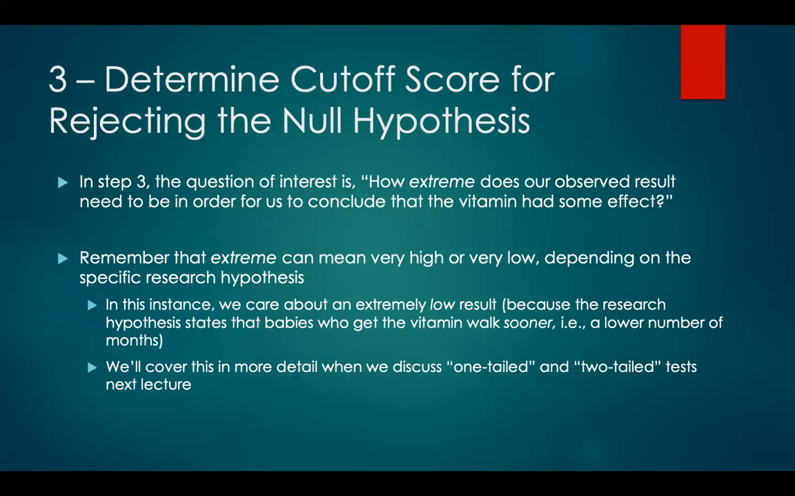Step 3 is determining the cutoff score for rejecting the null hypothesis. In step 3, the question of interest is, how extreme does our observed result need to be in order for us to conclude that the vitamin had some effect? Remember that extreme can mean very high or very low, depending on the specific research hypothesis. In this instance, we care about an extremely low result because the research hypothesis states that babies who get the vitamin will walk sooner, or in other words, at a lower number of months. We'll cover this in more detail when we discuss one-tailed and two-tailed tests next lecture.